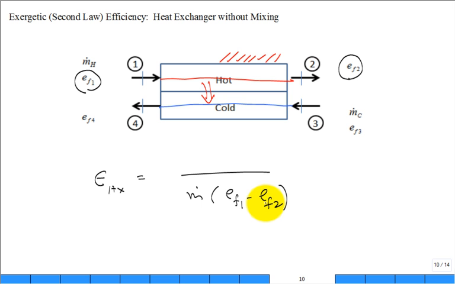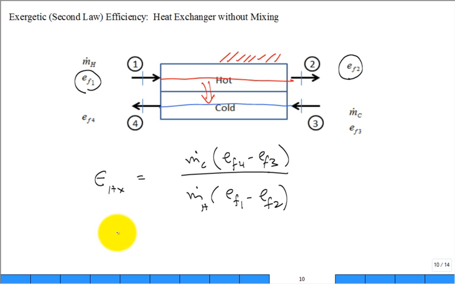I like working with positive quantities. So this is what comes out of the hot stream, m dot h times EF1 minus EF2. What goes into the cold stream? m dot c times the difference in flow exergy. I want a positive difference. Which one is greater? EF4 minus EF3. Do you see that would be decent? That's a very good definition of exergetic efficiency.